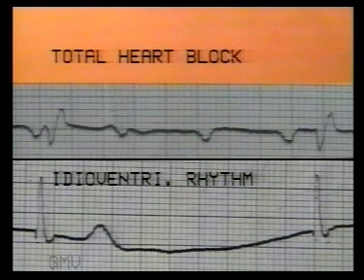While in idioventricular rhythm, the SA node itself is not functioning, that is, there is sinus arrest, so there are no P waves and ventricular rhythm has started as an escape rhythm.